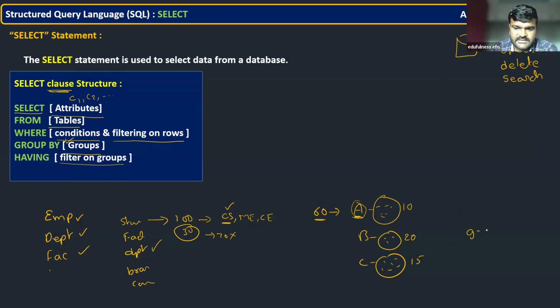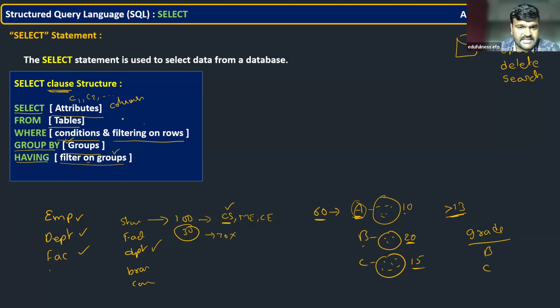Now I ask you a simple question: give me the grades which have more than 13 students. A grade has 10 students, less than 13. B grade has 20 students, greater than 13. B is required in the output, C also. So whom are you filtering? Not the records. You are filtering the groups after preparing the groups. That's why having comes along with group by. So it is filtering the groups. Having clause filters the groups, where clause filters the records, and the select clause filters the columns.